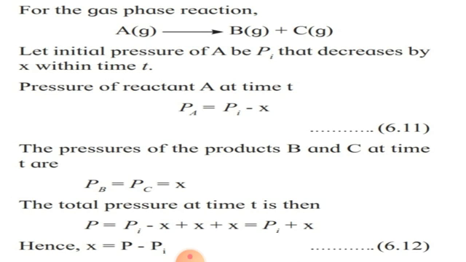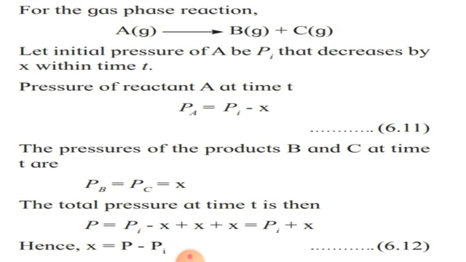With time, the pressure decreases by X within time T. So initially the pressure of the reactant A is Pi, but as the reaction moves further, it decreases by X. So now the pressure of reactant A at time T will be Pa is equal to Pi minus X. This is our first equation for the integrated rate law for gas phase reaction.